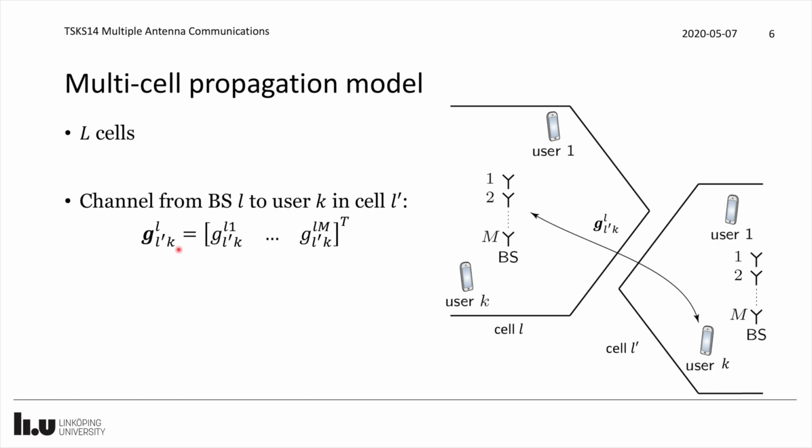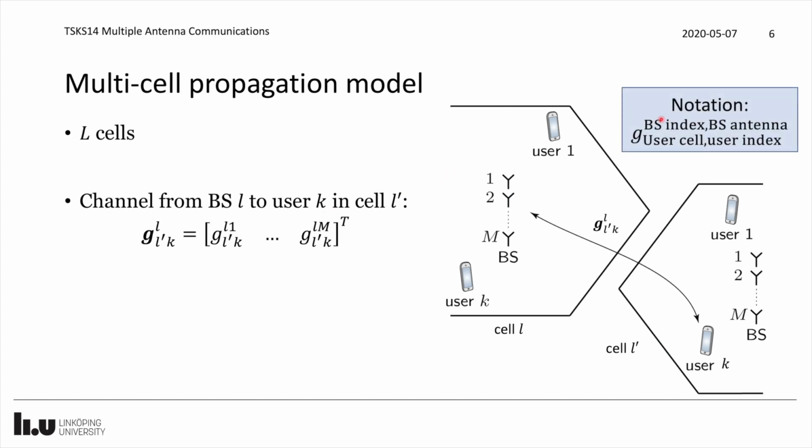This is an M-dimensional vector that contains M scalar values describing the channels from each of the base station's antennas to this user. So we add an additional 1 to M as superscripts. The notation that we are using is like this. G is one channel coefficient, a scalar number, and in the superscript we have the base station index first, followed by the base station antenna number. In the subscript we have the user cell, and then the user index. This is the notation for one channel coefficient between one base station antenna and one user.